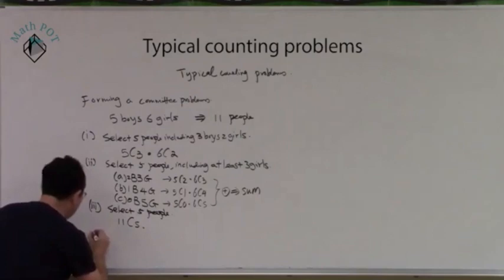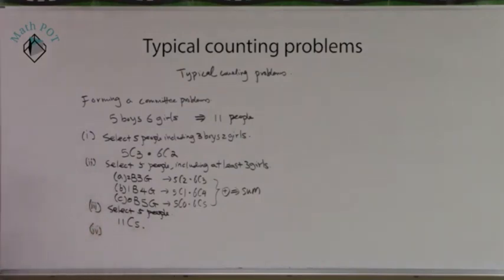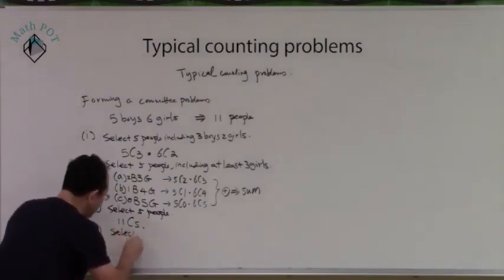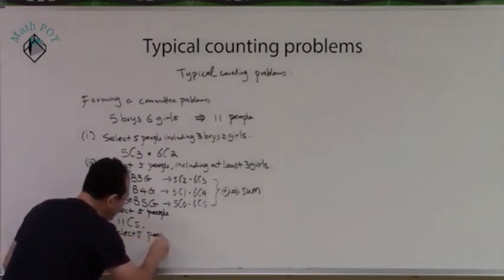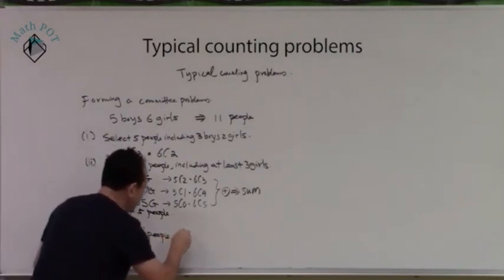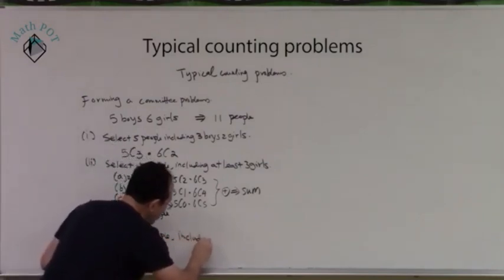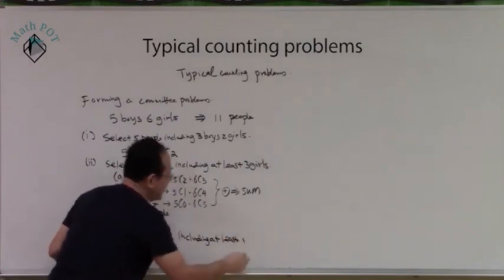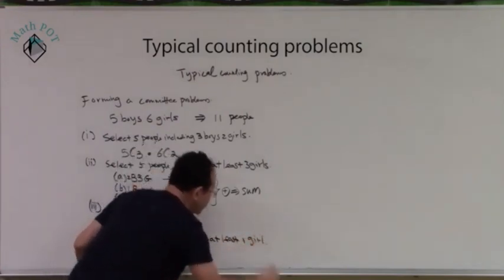So next one, I'm going to quickly put down another one. Definitely you need to understand this one. How about this time? I want to select five people, and I want to include at least one girl. So think about this one. Select five people, including at least one girl. Let's see how to solve this one.